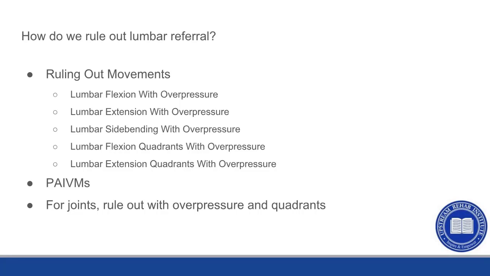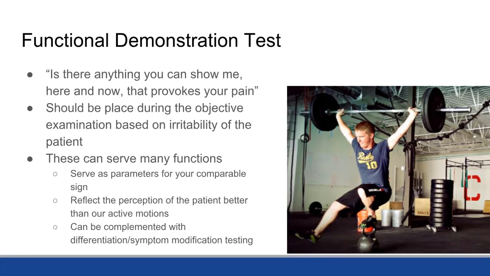If you're still thinking something might be going on, you're well within your right to try out PAVMs. Go into those accessory motions all the way to grade 4, and see if it refers anything down. For joints to truly rule it out, though, you need overpressure, you need quadrants, and in addition, those PAVMs help really screen it out to know nothing is going on.